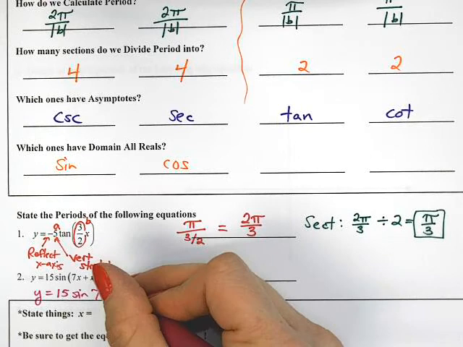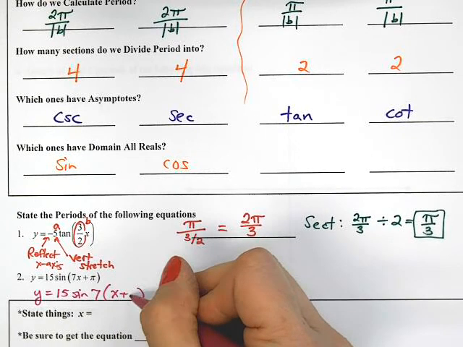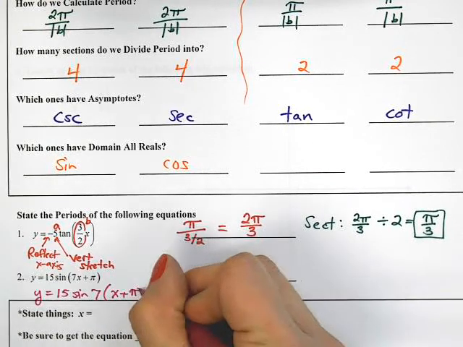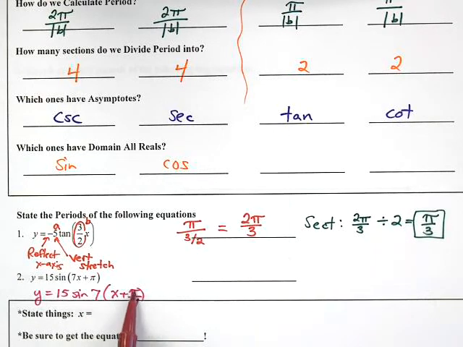Something with a pi. Something 7 times something makes pi. What I'm doing here is dividing out the 7. So let's try that. 7 times pi over 7. Yep, that's going to work.